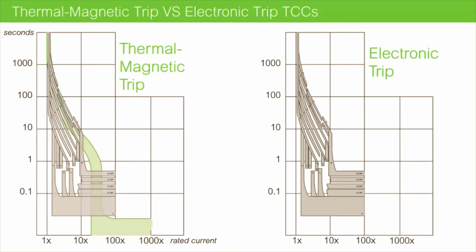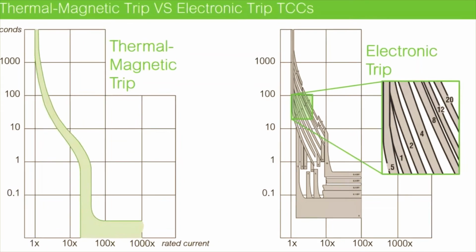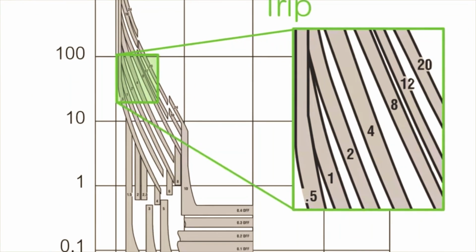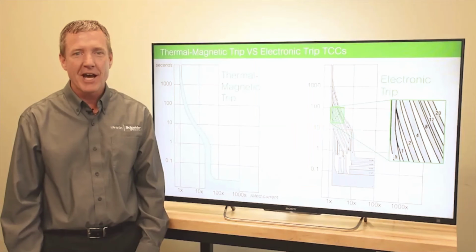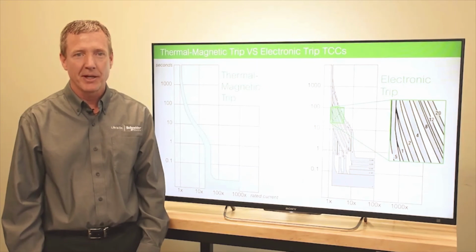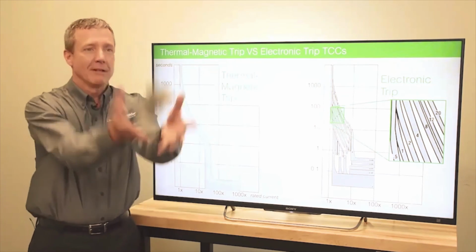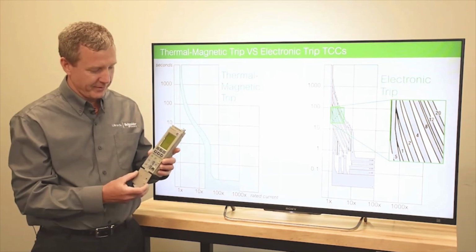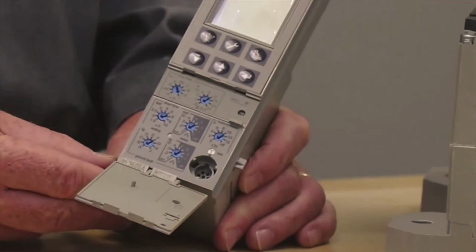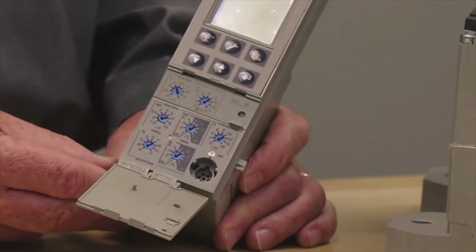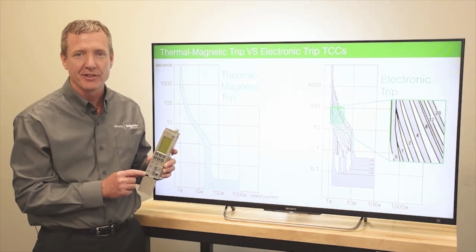Zooming into these distinct ranges a bit closer, you'll see that each has a number. A full explanation of these numbers needs to be saved for a more advanced class. But for now, we'll say the numbers correspond to settings on the electronic trip unit rotary switches. As seen here, this rotary switch has 9 settings. Each setting matches to a set of the distinctive time current curves for the electronic trip unit.